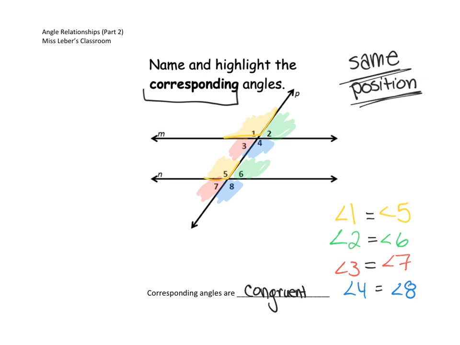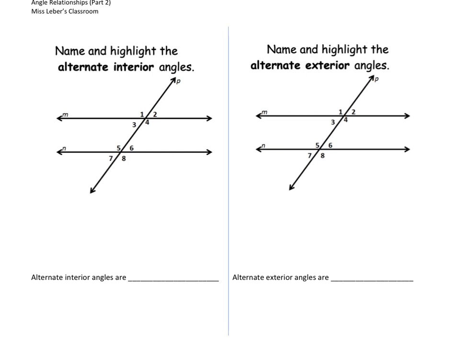Moving on to a different set of vocabulary terms, we have alternate interior and alternate exterior. Well, let's use what we know. We know that alternate could mean going back and forth. In this case, alternate is going to mean opposite. So if we have alternate signs, positive, negative, alternate angles are going to be on opposite sides. We see here it says alternate interior. Well, interior means that we're going to be inside the parallel lines. So it says name and highlight alternate interior angles.